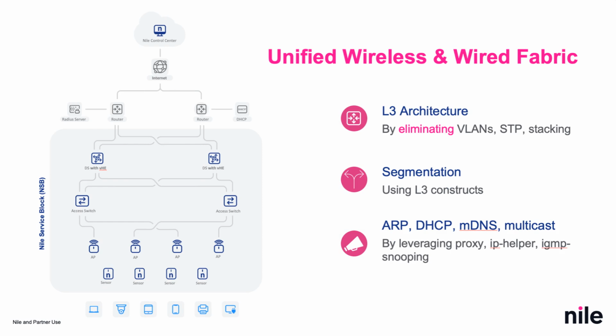Layer 2 networks have long been plagued by complexity, spanning tree loops, VLAN sprawl, and operational inefficiencies. Traditional solutions like spanning tree protocol attempt to manage these issues but introduce additional overhead. Nile takes a fundamentally different approach with a zero-trust layer 3 foundation. By eliminating VLANs, spanning tree, and stacking, we remove the risks of loops and inefficiencies altogether.